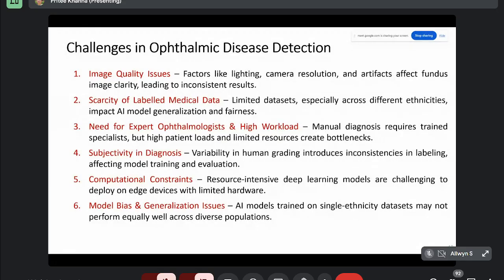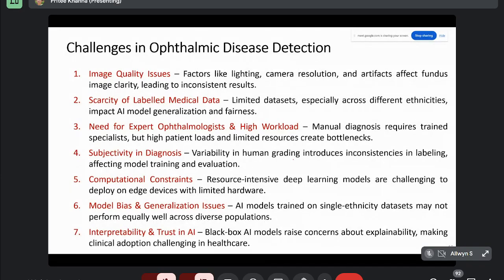Then there is model bias and the generalization issue. As I told you, a model which is trained on a single ethnicity data set will not perform well on a diverse population, because it has been observed that there is a difference in the pigmentation in the eye among different ethnicities. And finally, there comes interpretability and trust in AI. AI is considered a black box, so this is raising concern about explainability.